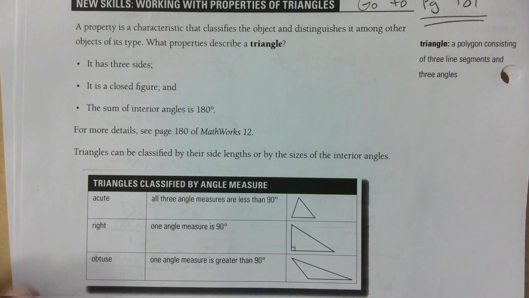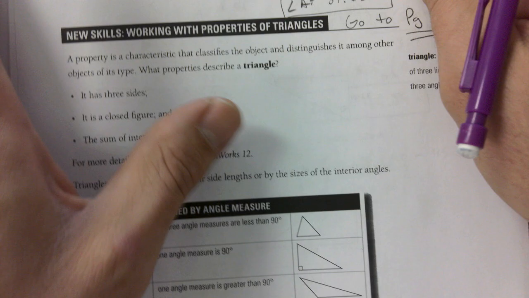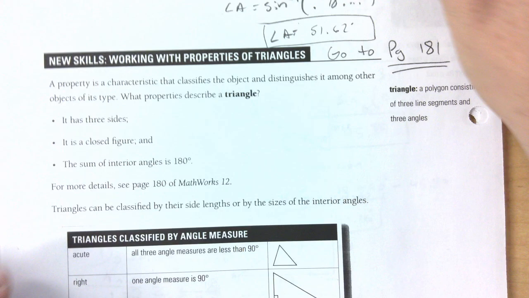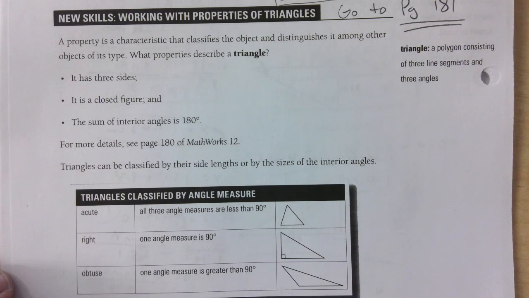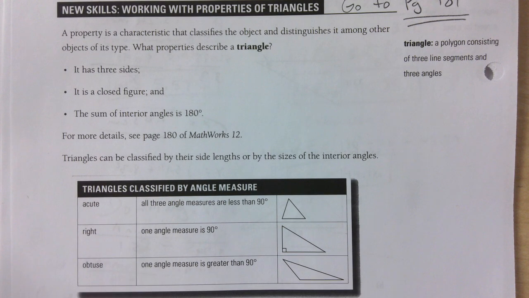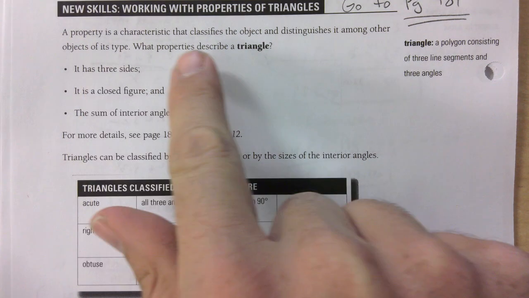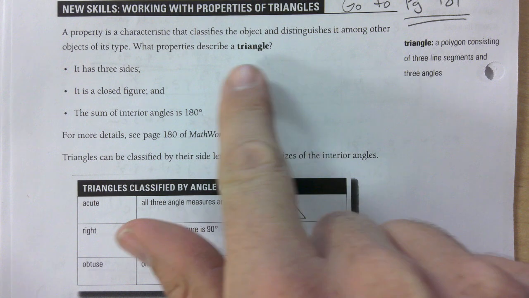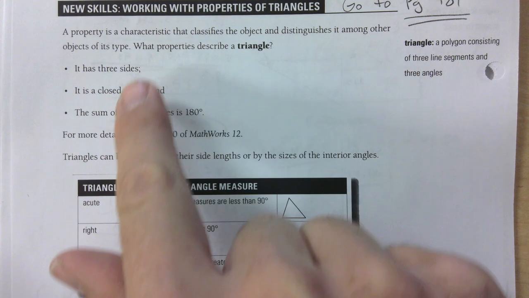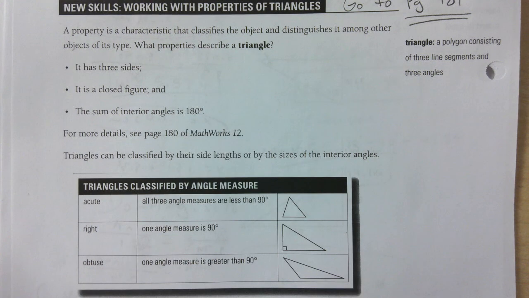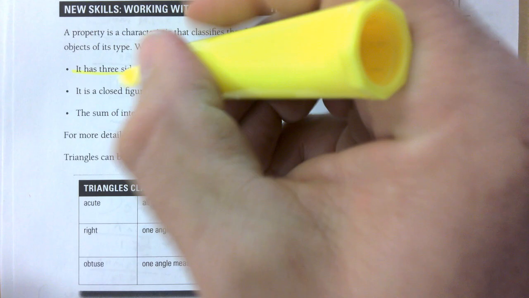You're going to have to be able to name triangles, okay? Based on their angles and based on their sizes, the side lengths. So characteristics of a triangle. What properties describe a triangle? Has three sides, closed figure. The sum of interior angles 180. So I don't think this is anything that is very new here. But we're just going to highlight it anyways.